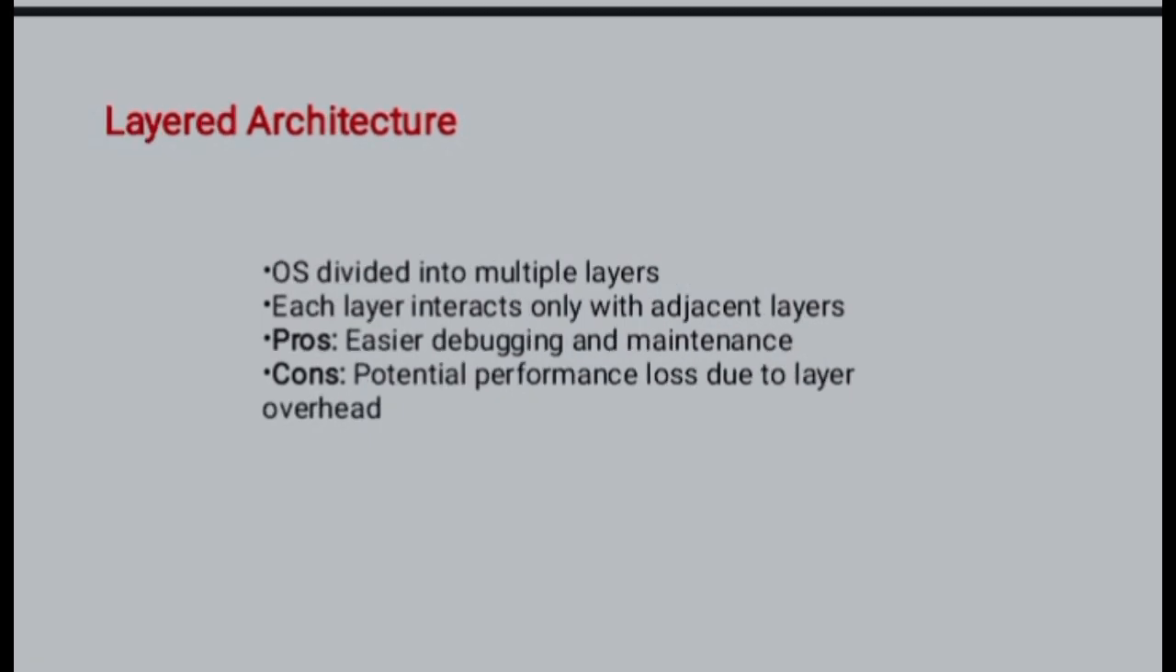This slide describes a layered operating system architecture. The OS is organized into distinct layers where each layer provides specific services and only interacts with the layers directly above and below it. This structure makes debugging and maintenance much simpler because changes to one layer don't affect the other non-adjacent layers as much. However, a potential drawback is that requests might have to travel through multiple layers to be fulfilled, which can add overhead and potentially reduce performance.